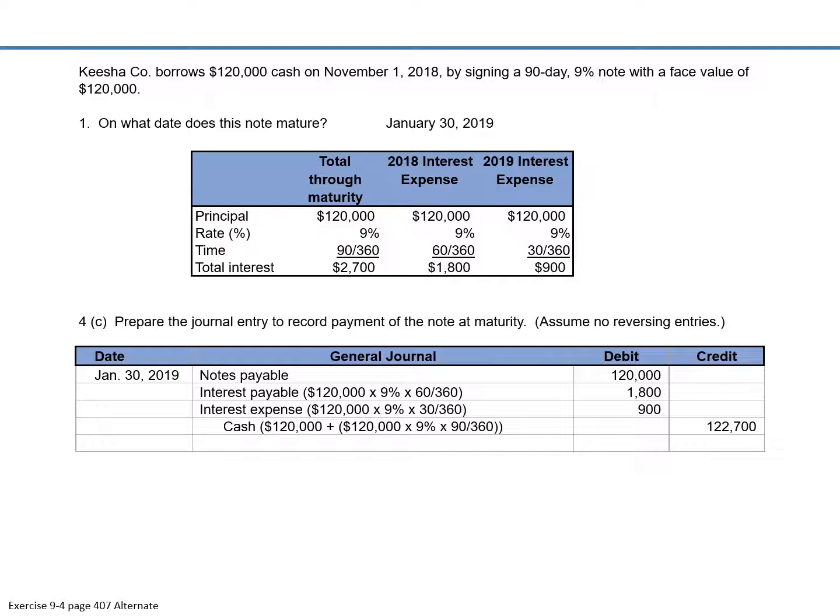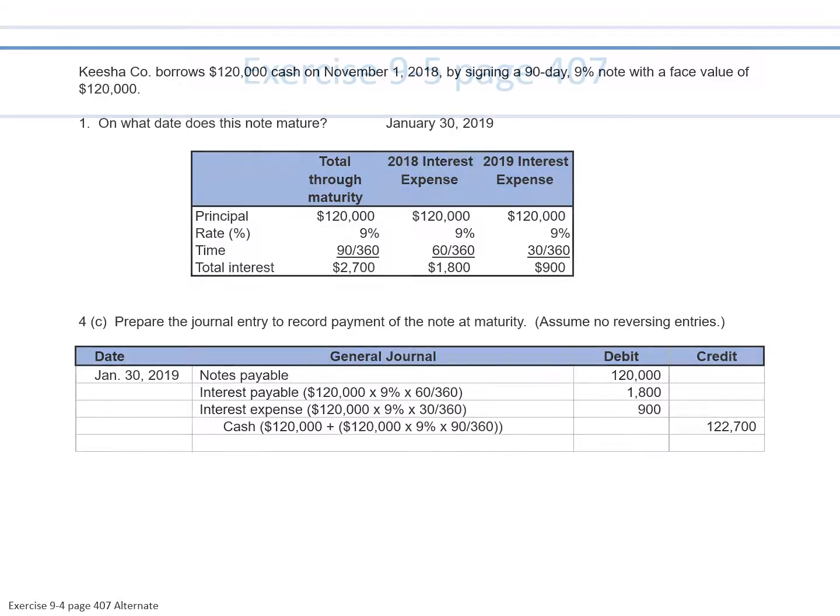$122,700. All right, so hopefully you did well on that one. Exercise 9.5.